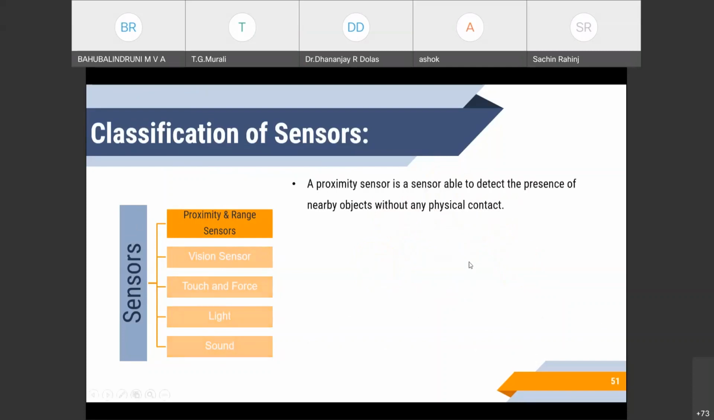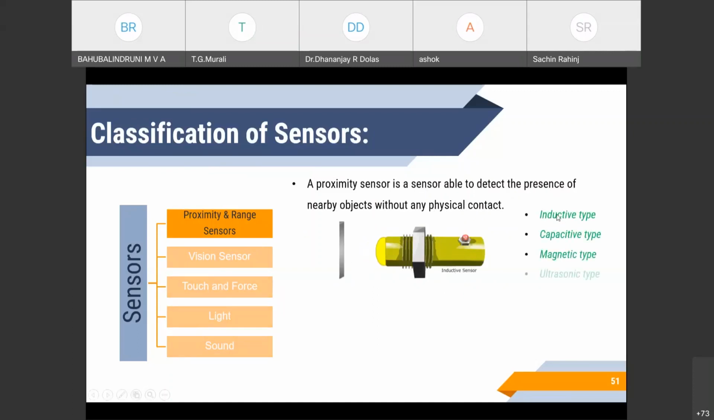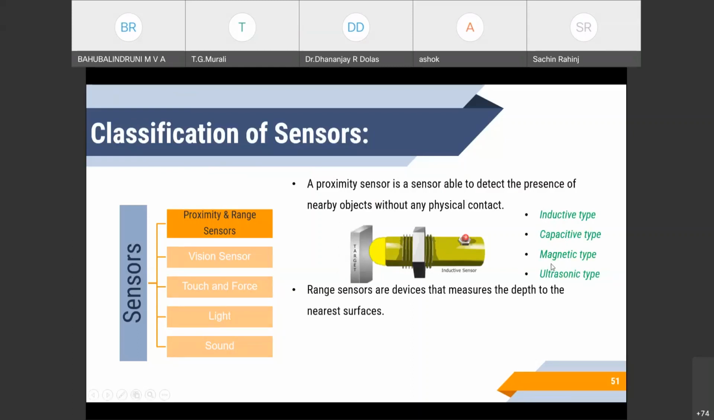A proximity sensor is a sensor which is able to detect the presence of a nearby object without any physical contact. Here you can see the working function of an inductive sensor. Here we have 4 different types of proximity sensors, which work based on inductance, capacitance, magnetic, and ultrasonic. Ultrasonic sensors are also called range sensors, which are used to find out the depth to the nearest surface, so how far the object is positioned, we can find out through these ultrasonic sensors.